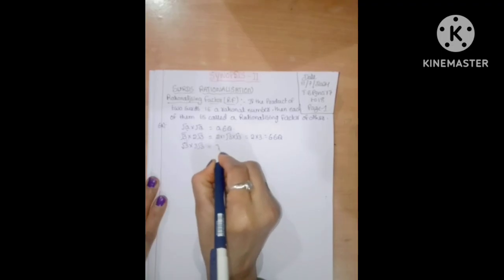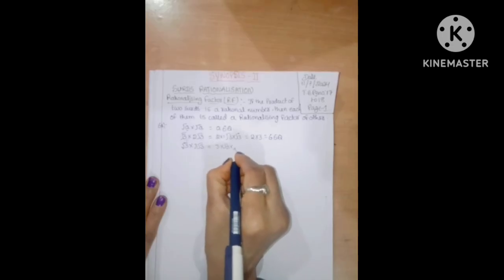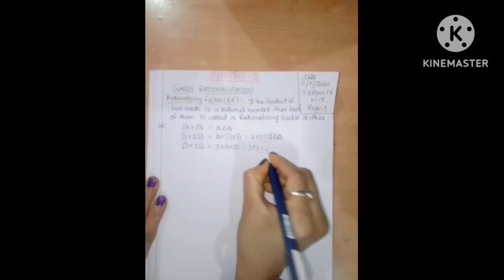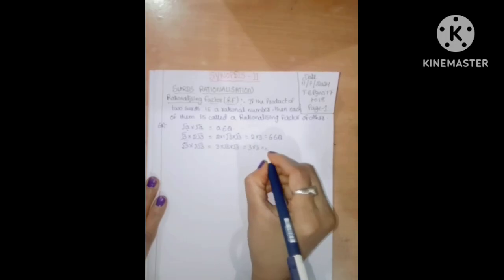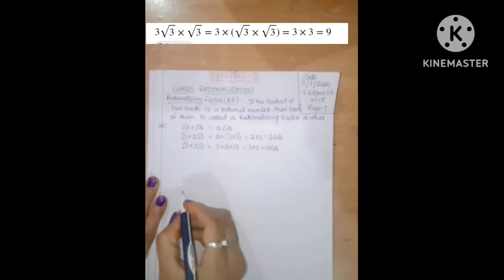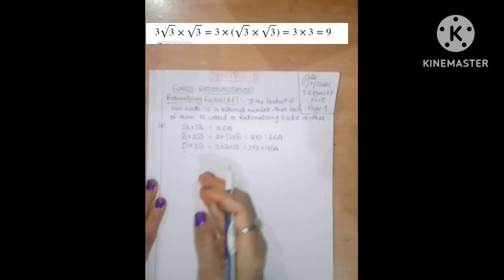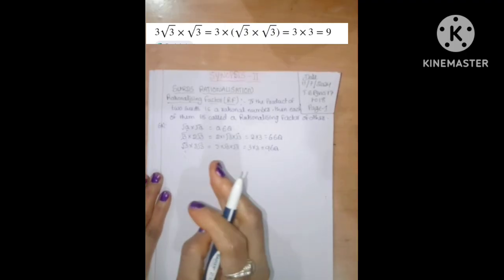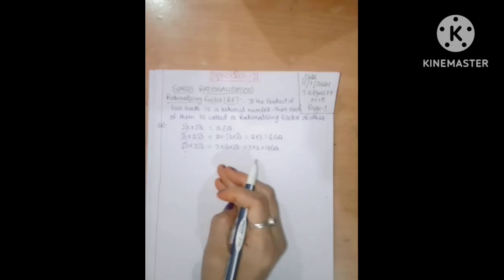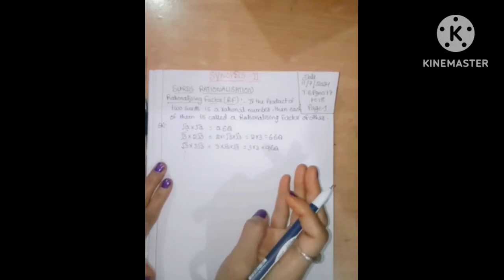The product of these two is going to be a rational number. 3 into root 3 into root 3 equals 3 into 3, which is 9, and 9 belongs to Q. Root 3 into any multiple of root 3, suppose 4 root 3, 5 root 3, 6 root 3, gives a rational number.